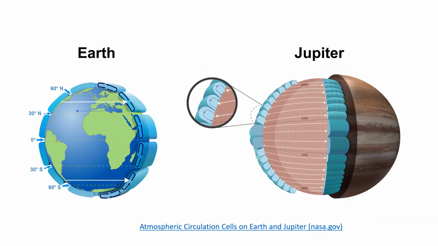Just for your information, unlike our planet, a larger planet like Jupiter, which also spins much faster than Earth, experiences a more pronounced Coriolis effect. This, combined with other factors, leads to the formation of a greater number of cells as opposed to Earth.